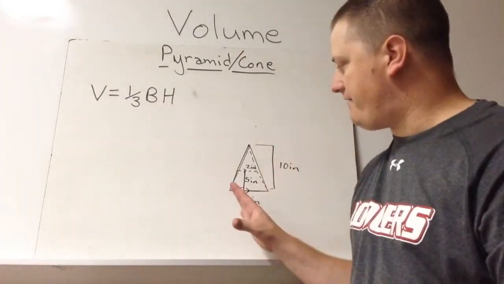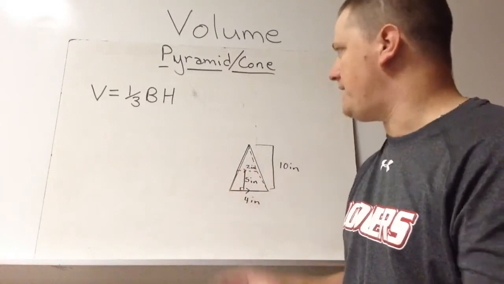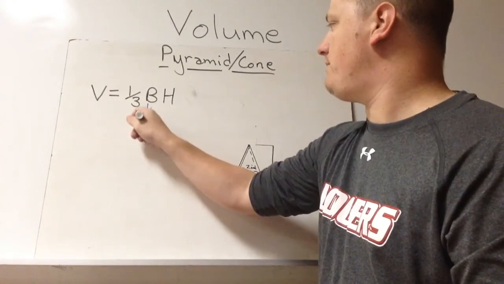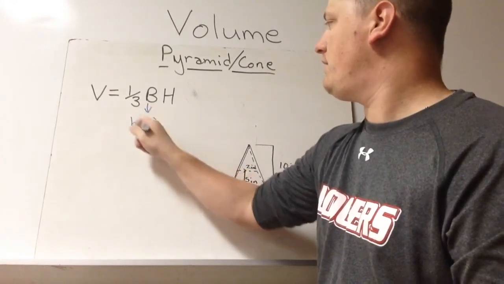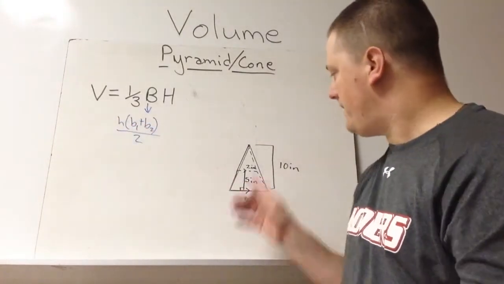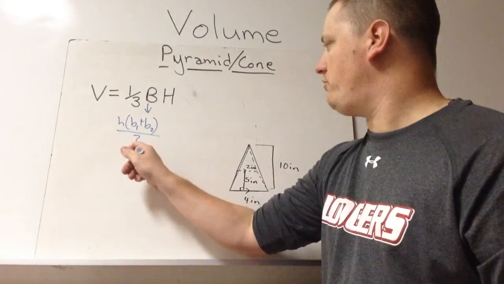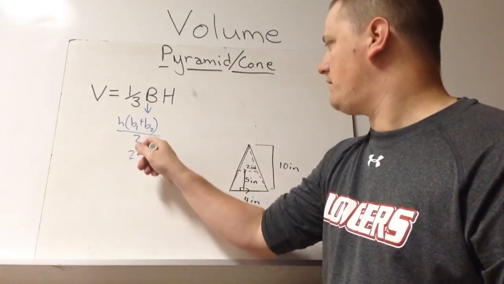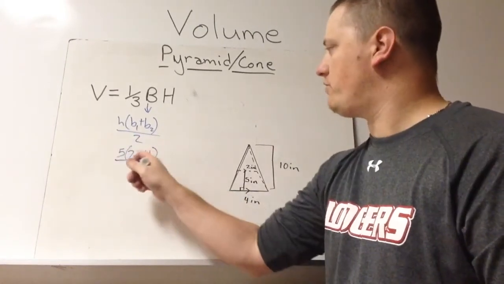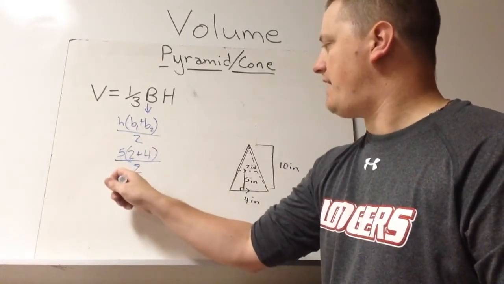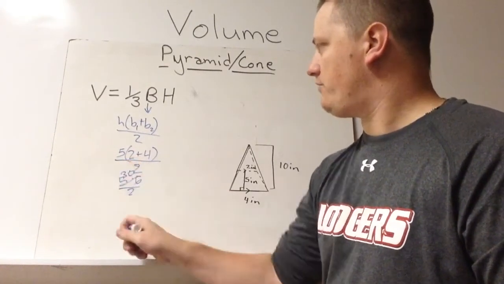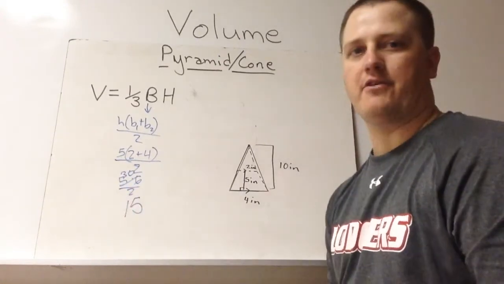So here I have a trapezoidal pyramid. So our area of our base is base 1 plus base 2 times the height over 2. So that's the area of our base. So I've got 2 plus 4 times 5 there. That's over 2. So we've got 5 times 6 over 2. That's 30. So I'm going to go 15 for the base.